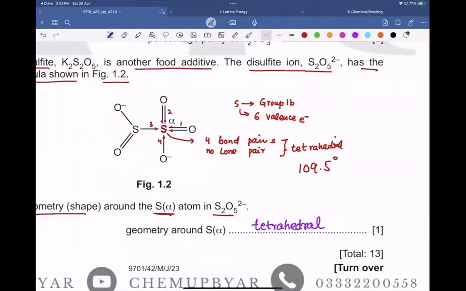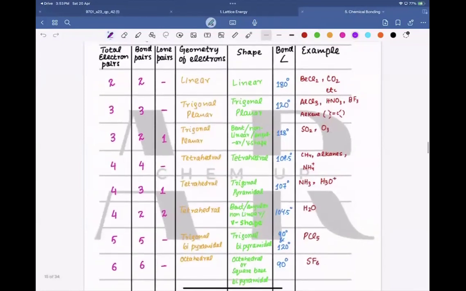Okay. Shahan or anyone of you, can anyone take a screenshot of this and share it in the past paper session group? So everyone gets to review the bond angles and shapes. Now, is it clear to all of you? If anyone has any query or confusion regarding this, please ask. Okay.